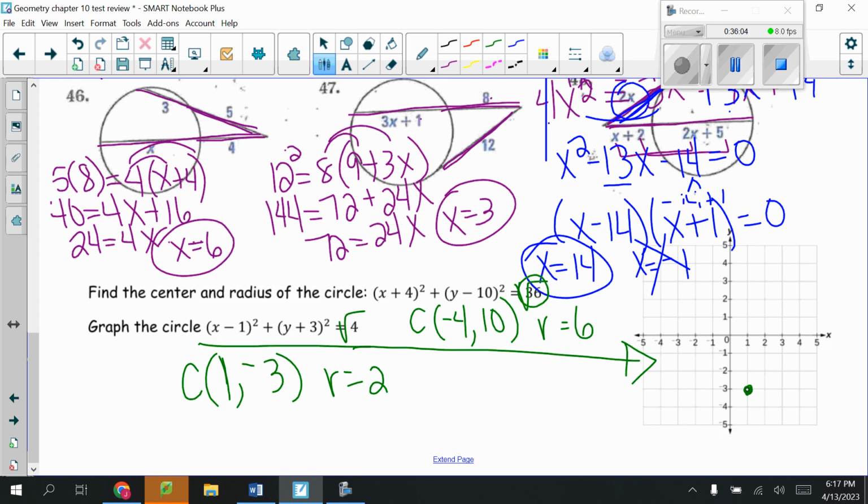From that point, I do the radius, 2. So I go up 2, I make a dot. I go back to my center. I go left 2, down 2, and right 2. Remember, those are the points that I am connecting. Do not connect them with lines. Remember, this is a circle, so you want it to look round.